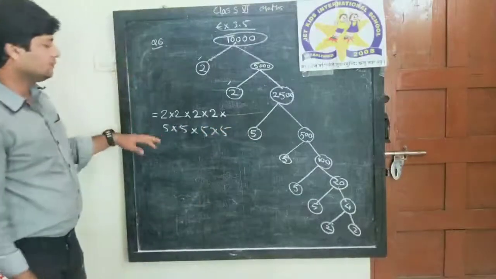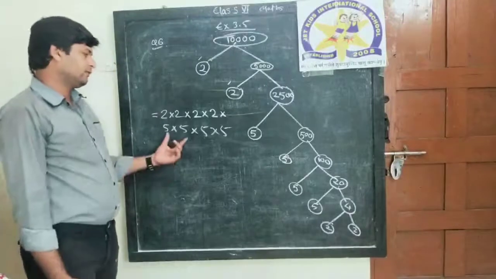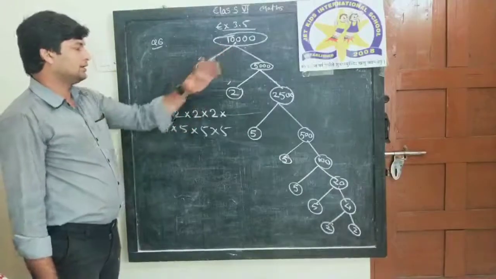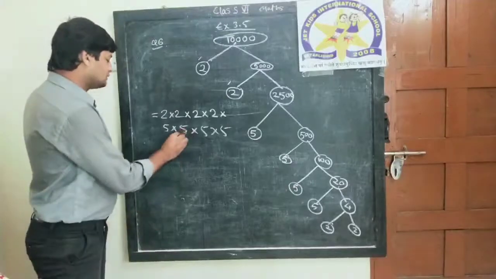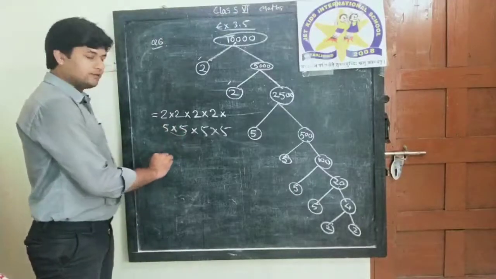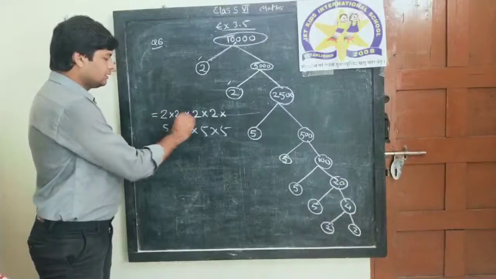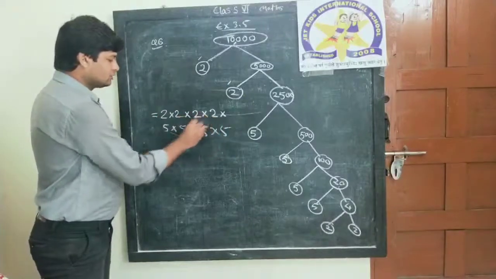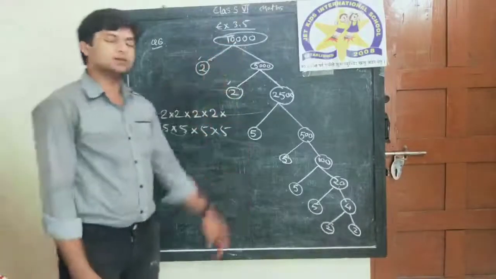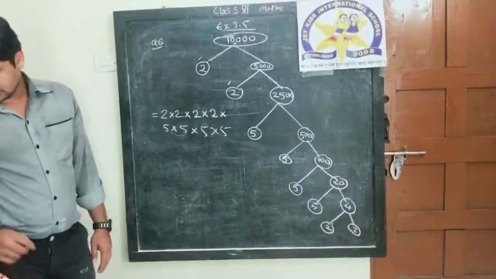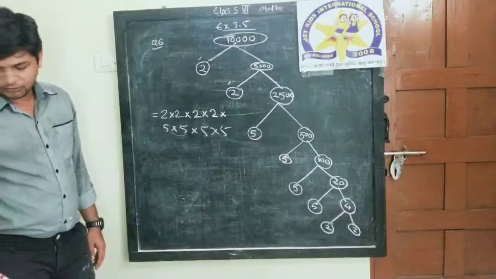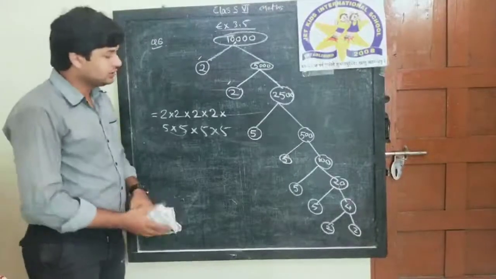So these are the prime factors of our 10,000. Clear? You can see over here 5 5s are 25, 25 4s are 100, 100 multiplied by 100, 10,000 we get. Okay, this is the prime factorization tree of our smallest 5-digit number. Hope this is clear to all of you.